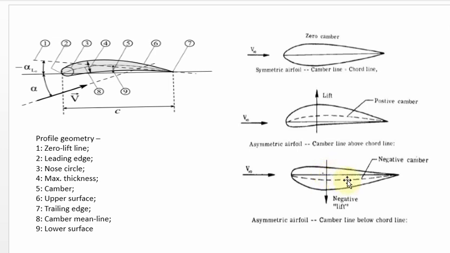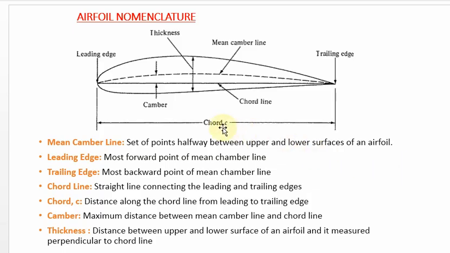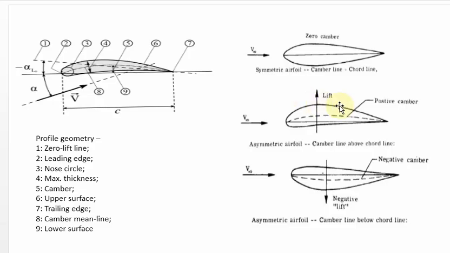Okay, so the position of your mean camber line below the chord line is called negative camber. Now we can compare with the previous one. We take the positive camber aerofoil. This is a positive cambered aerofoil because your mean camber line is above the chord line, and this one is a negative cambered aerofoil. Okay, so this is a basic idea you must know.